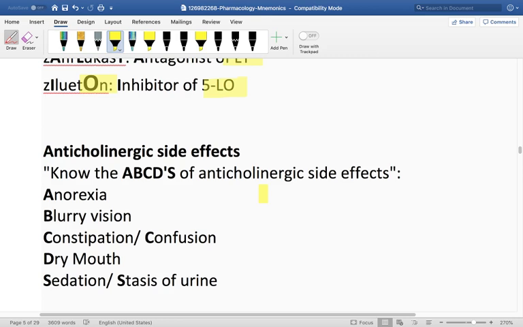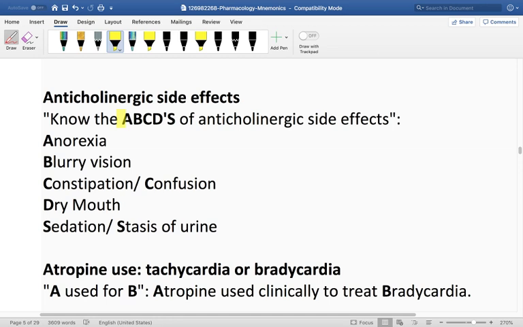What are the side effects of anticholinergics? They are called ABCDs: Anorexia, blurred vision, constipation, confusion, dry mouth, sedation, stasis of the urine. That's the reason. What is the important rule in an organophosphate poisoning before you give atropine? What should you do, doctor?